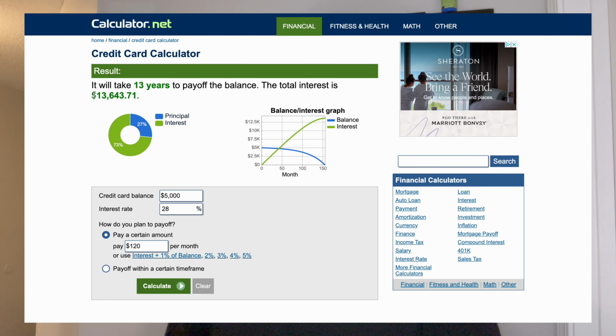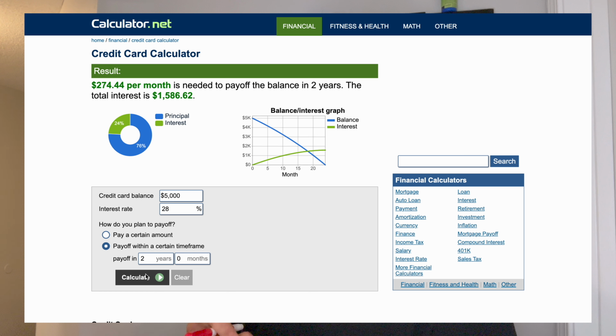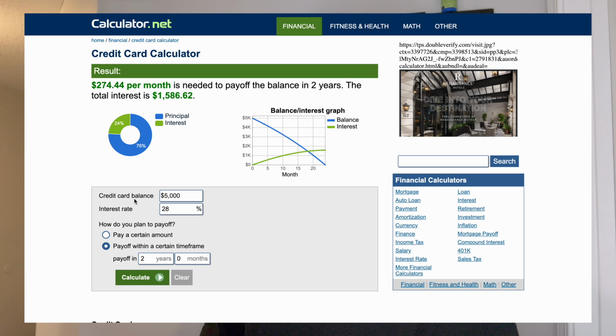So altogether, you're going to use $5,000, but you're going to end up paying $13,000 on top of that, so about $18,000, just to borrow that $5,000 over 13 years if you were to pay this amount. Now, if you want to pay within a certain time frame, all you have to do is click that and it'll tell you exactly what you need to do. So you can see the difference right there.